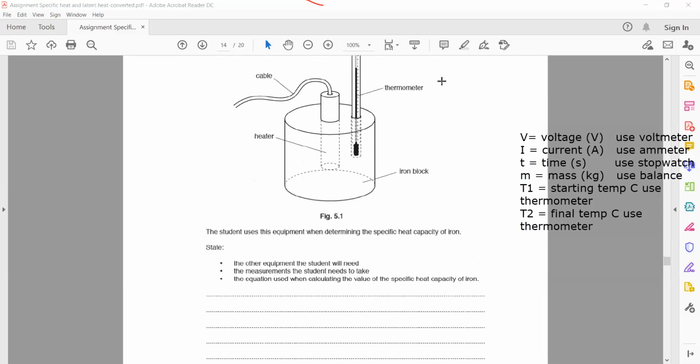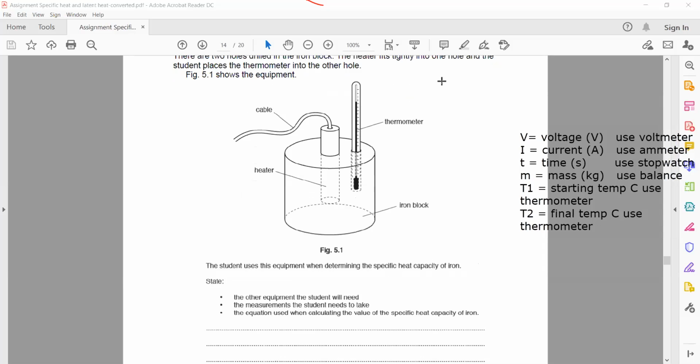So the question is about the other equipment that the student will need. What does he need? Specific heat is equal to power multiplied by time.